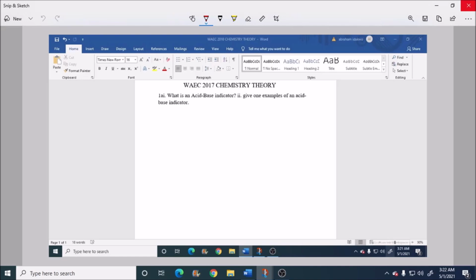We are asked to give the meaning of acid-base indicator. An acid-base indicator is either a weak organic acid or base which gives different colors in an acid or basic medium. Then you can still define it as an organic dye which changes color according to the pH or hydrogen ion concentration of the solution. Here we are just rearranging some words used in the first definition.